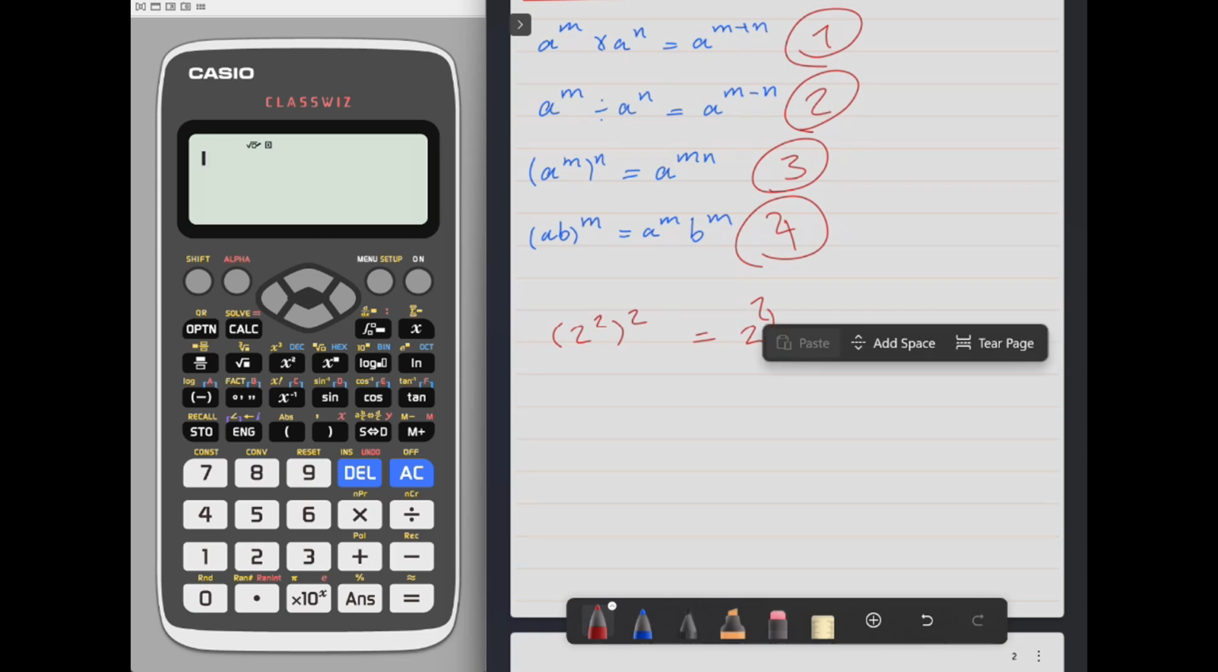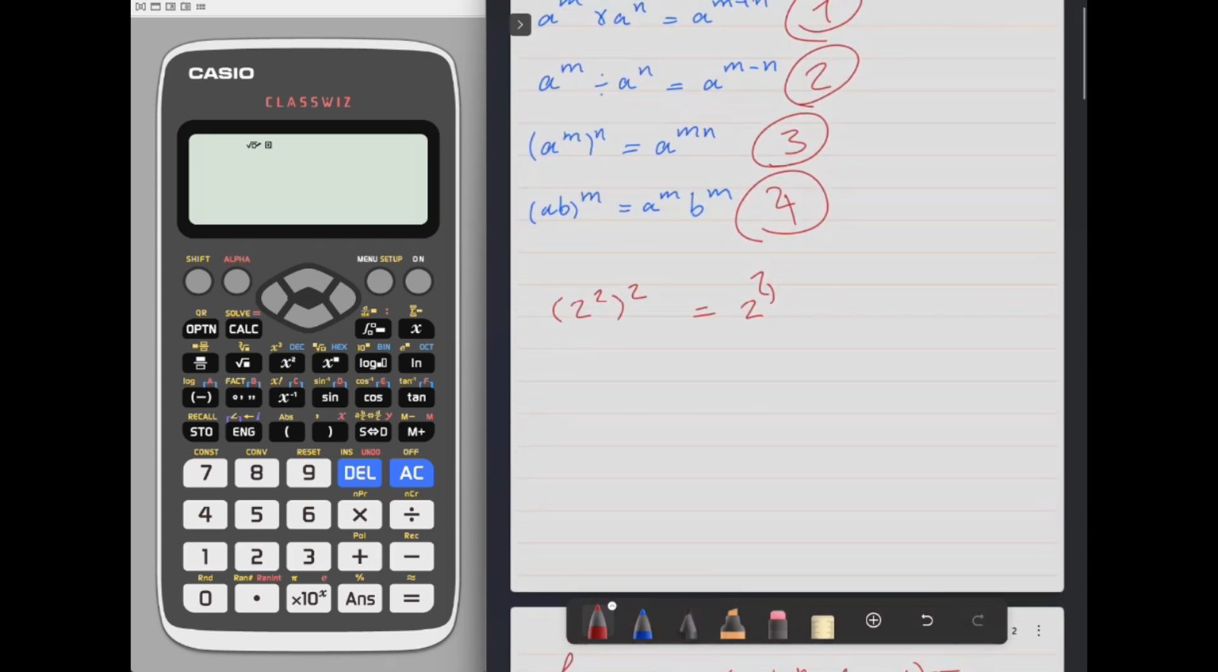But let's just do it normally. 2 to the power of 2 is 4. So I write 4 to the power of 2. What is 4 to the power of 2? 64. Oh no, why did I write 4 to the power of 3? Okay, 4 to the power of 2 is 16. I'm sorry. And 2 to the power of 4, again 16. So these two are the same.